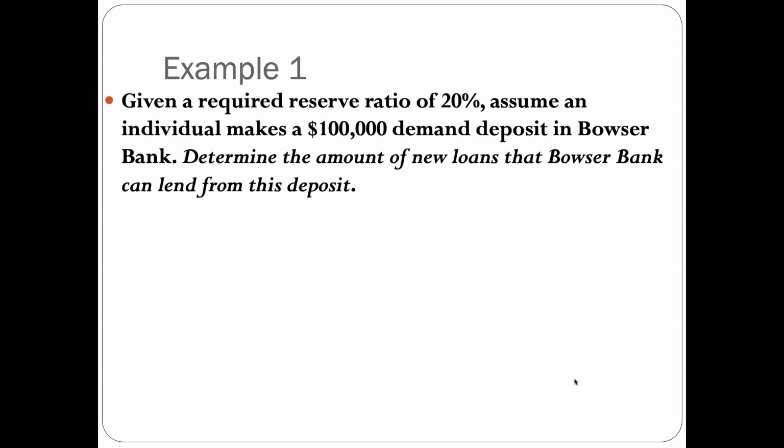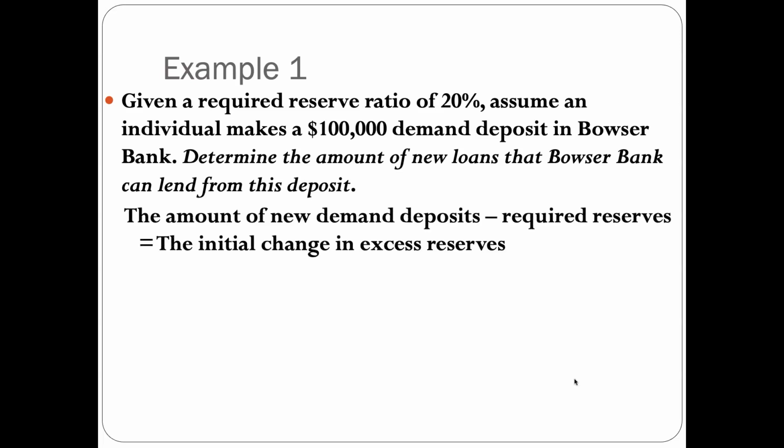All right. Let's see. So we're going to determine the amount of new loans that Bowser Bank can lend from this deposit. So for this, basically you're calculating excess reserves. So the amount of new demand deposits minus required reserves is going to be equal to the initial change in excess reserves, which is the same as the new amount of loans that Bowser Bank can lend from the deposit.